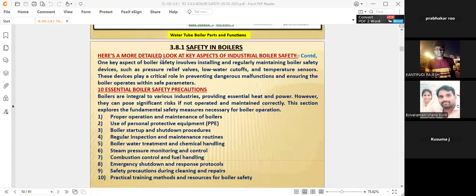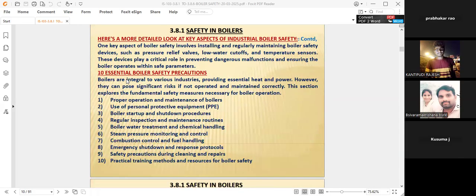Here is a more detailed look at the key aspects of industrial boiler safety, as a continuation step. I want to give the 10 essential boiler safety precautions. The list is not limited to these 10, but some important ones need to be focused on. Boilers are an integral part of various industries, providing essential heat and power. However, they can pose significant risk if not operated and maintained correctly. This section explores the fundamental safety measures necessary for boiler operation.